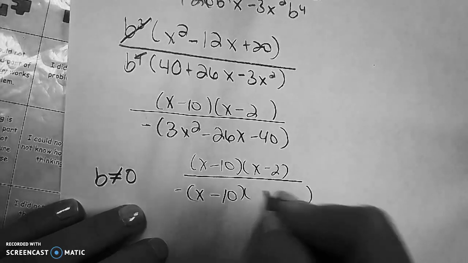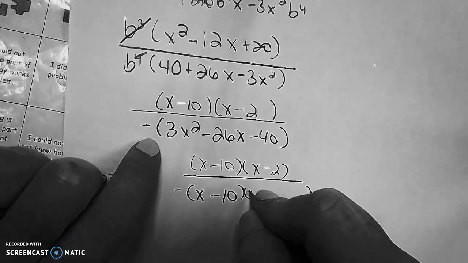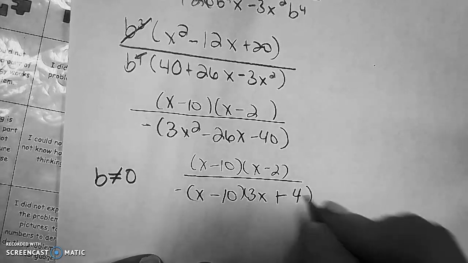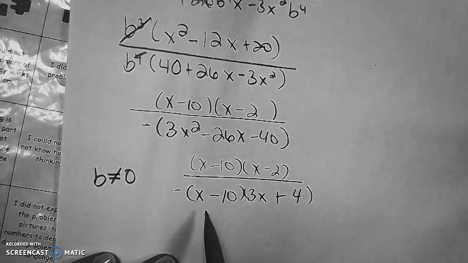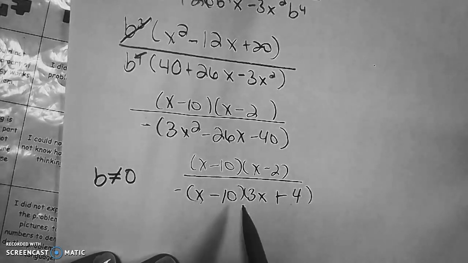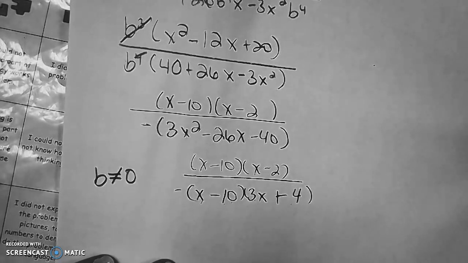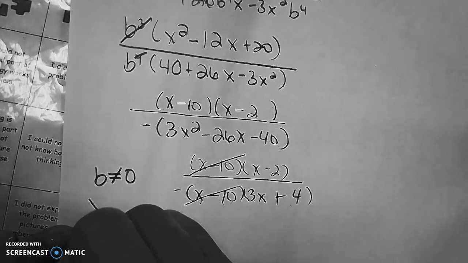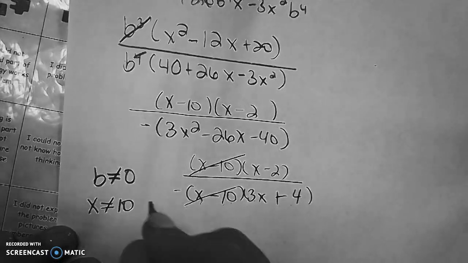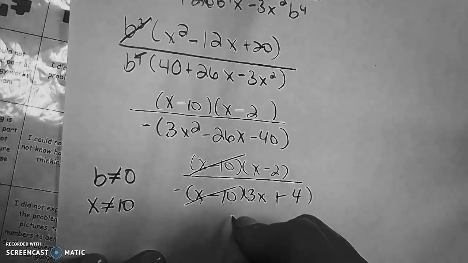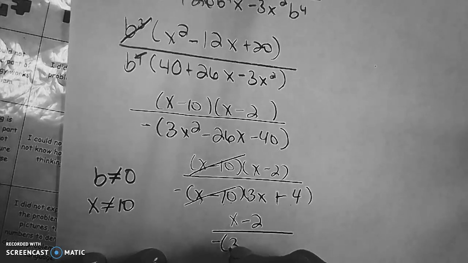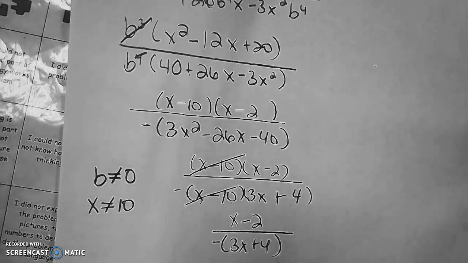Let's see, let me use x minus 10. That means my other factor would need to be a 3x and a 4, and the 4 needs to be positive. Let me double check that the middle works out. x times 4 is 4x, and a negative 30x would be negative 26x, and that does give me a negative 40 at the end. And so I can now cancel out this factor. I also have another restriction, x can't equal 10. We are left with x minus 2 over the opposite of the quantity 3x plus 4.